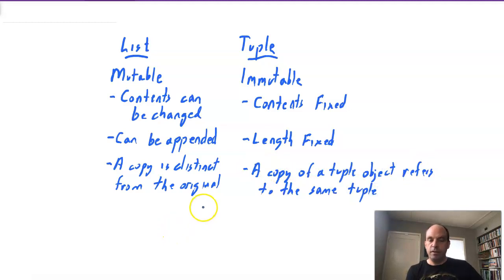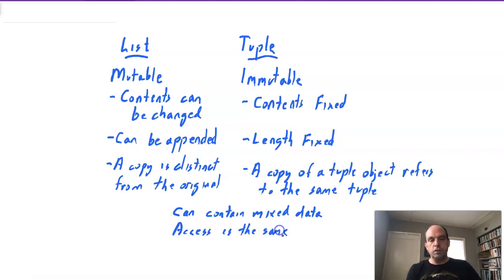Of course, they have some things in common also. They can both contain mixed data types. And access is the same for a list and a tuple. So we can use indices, and later we'll see slicing on both the list and the tuple. So why bother using a tuple at all?